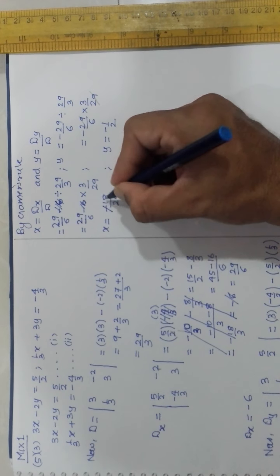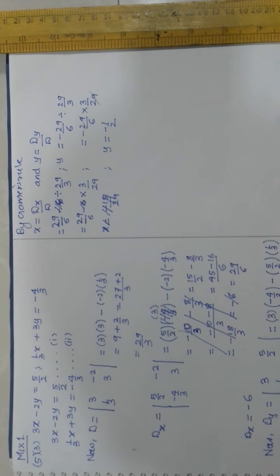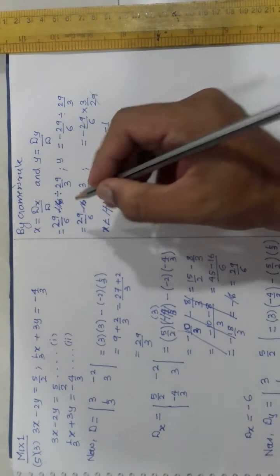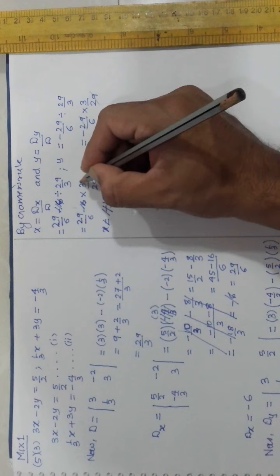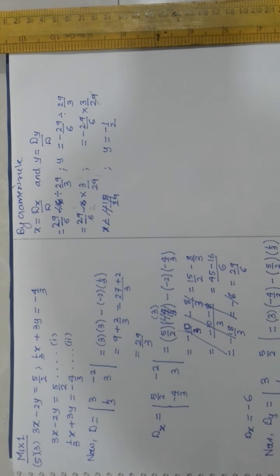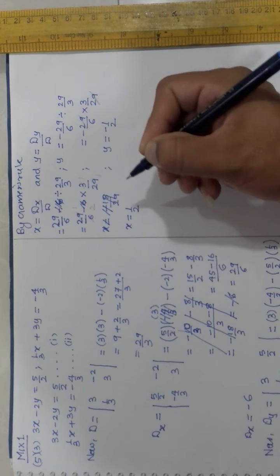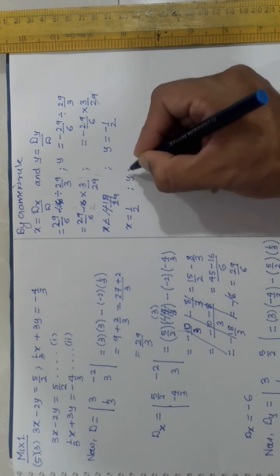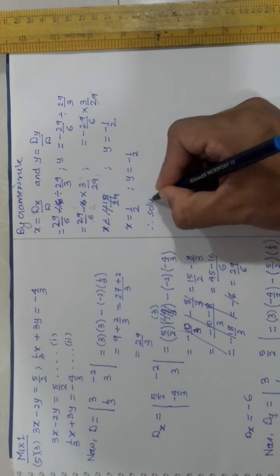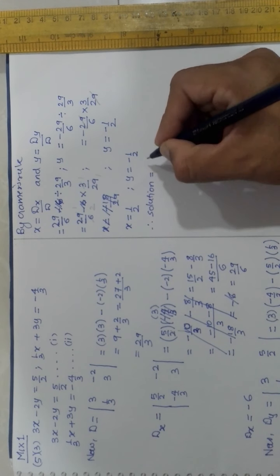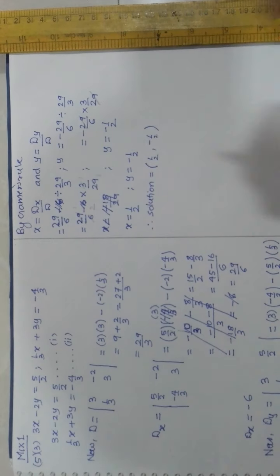So this will change. I am writing it in the next line itself. So you get this 29 cancelled and even 3 cancelled, that is 2s. So you get the value of x to be 1 by 2 and the value of y to be minus 1 by 2. So therefore your solution here becomes round bracket 1 by 2 comma minus 1 by 2.